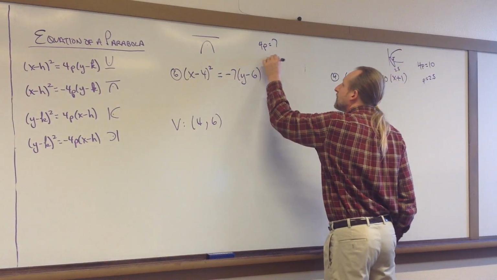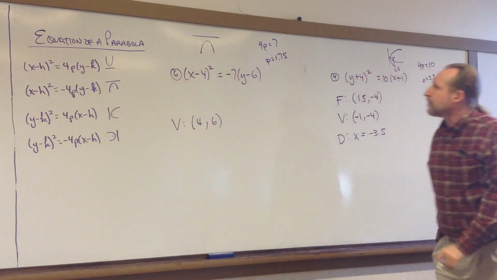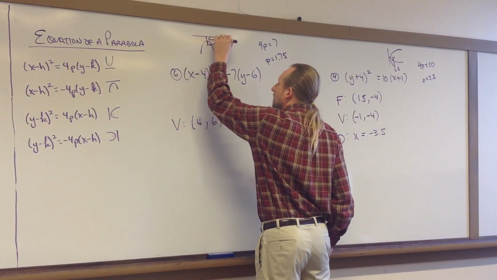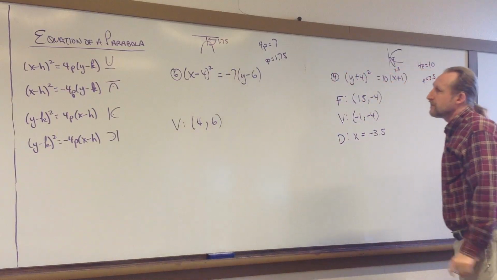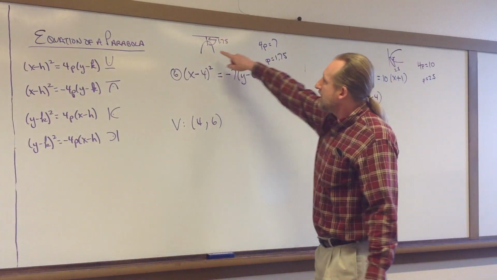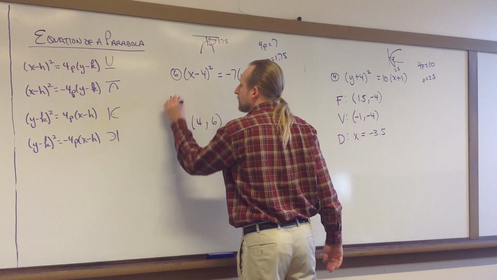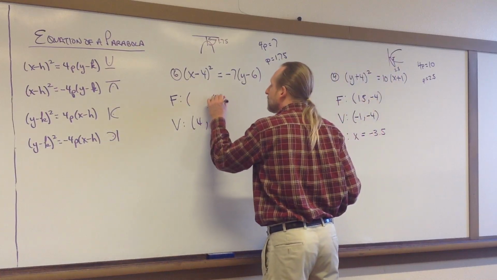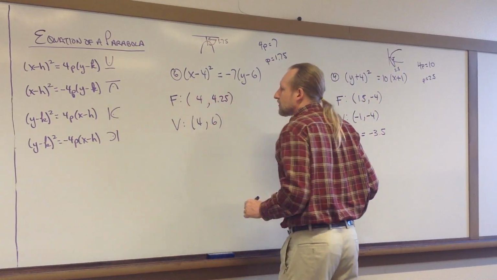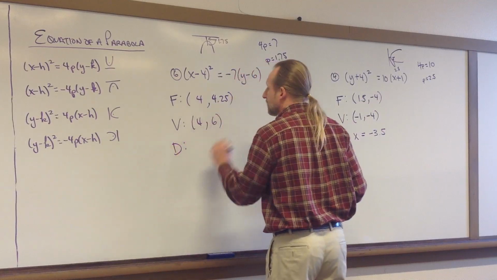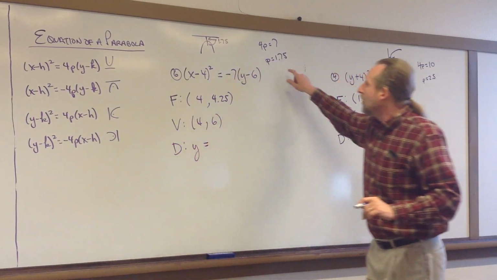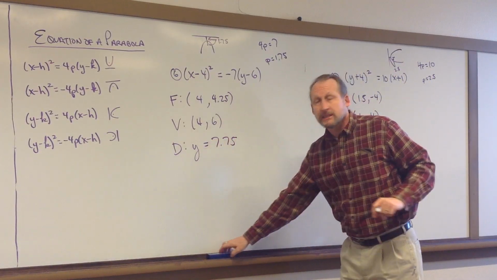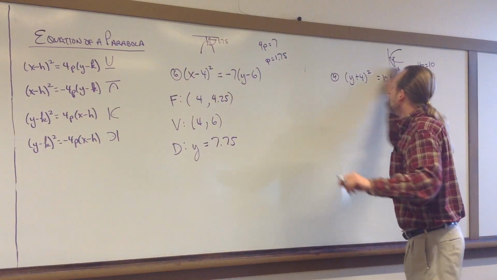It doesn't really make any difference. The distance is going to be 1.75, that's going to be here and here, 7/4 or 1.75. The important thing here is that the focus is going to be below the vertex, so 6 minus 1.75 should be 4.25. The x-coordinate stays the same. The directrix is going to be a horizontal line 1.75 places above the vertex, and that'll be y = 7.75.